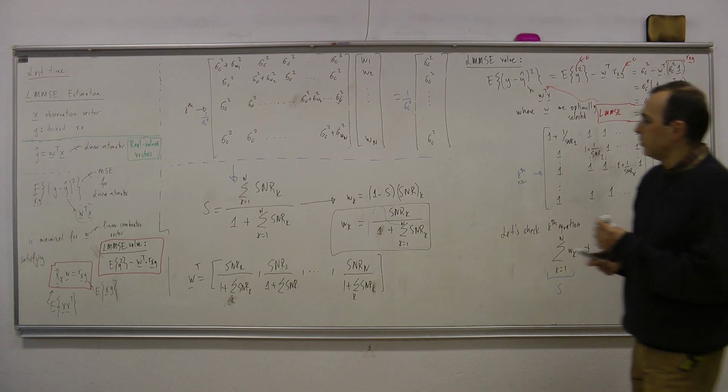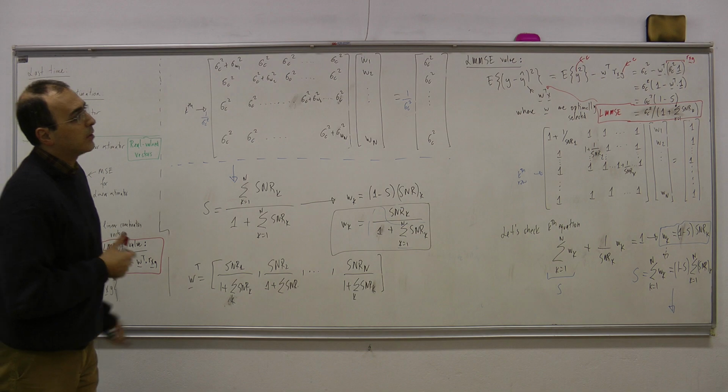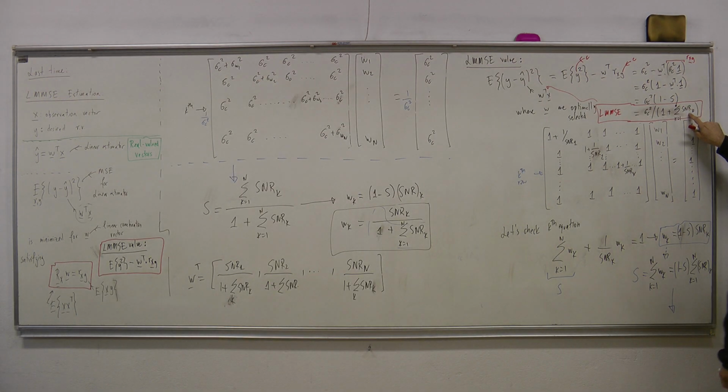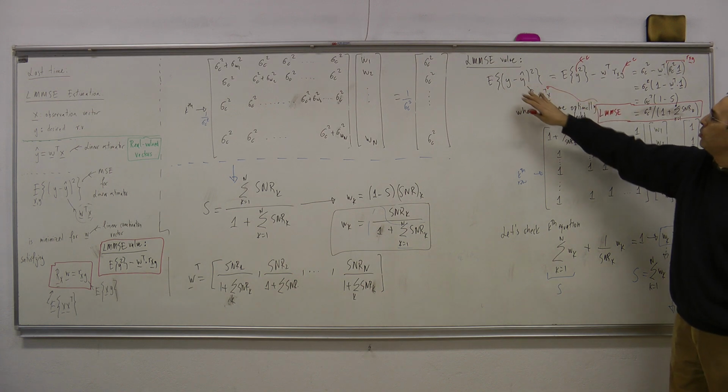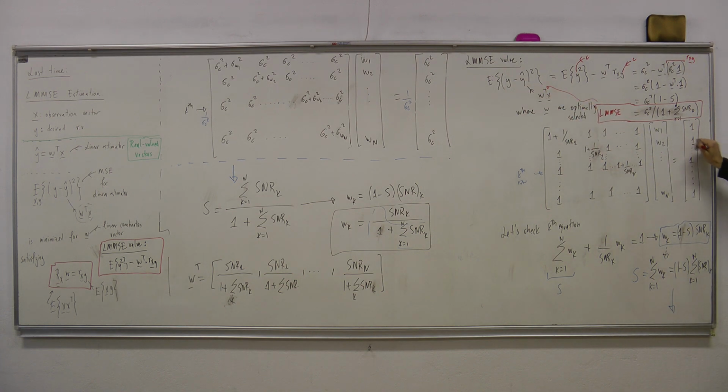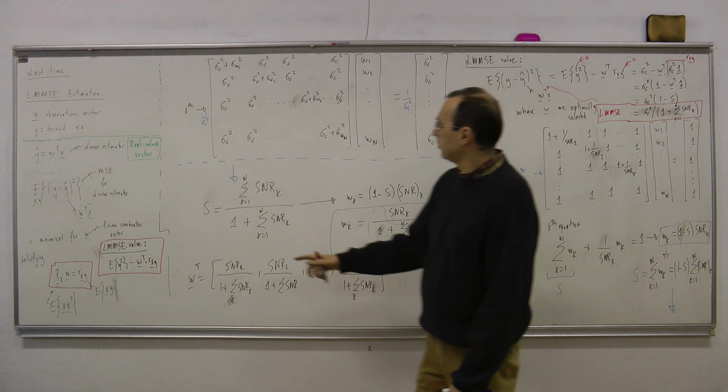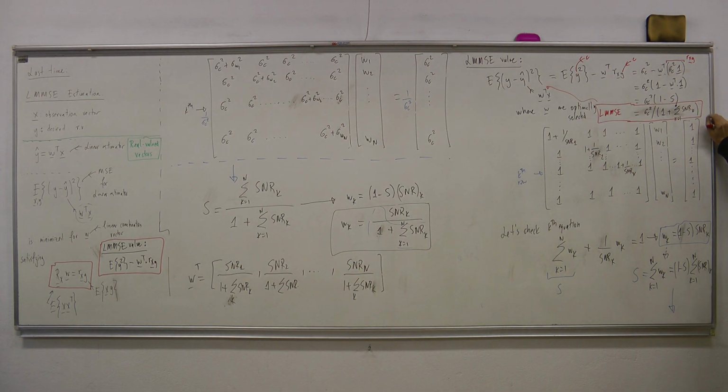So what can I say about this result? For example, if one of those SNRs is infinite, I again see that my error variance will be equal to 0. Now here's a question. Let's assume that I have capital N observations, each of them with an SNR of 1. Would you prefer to have N observations with SNR of 1, or a single observation with SNR of N? It's an interesting question.